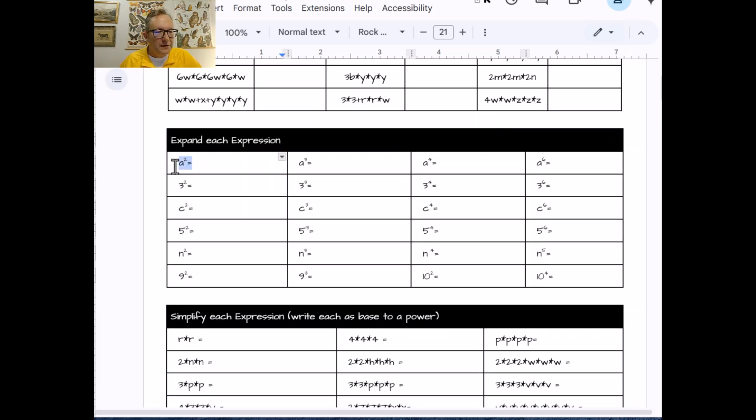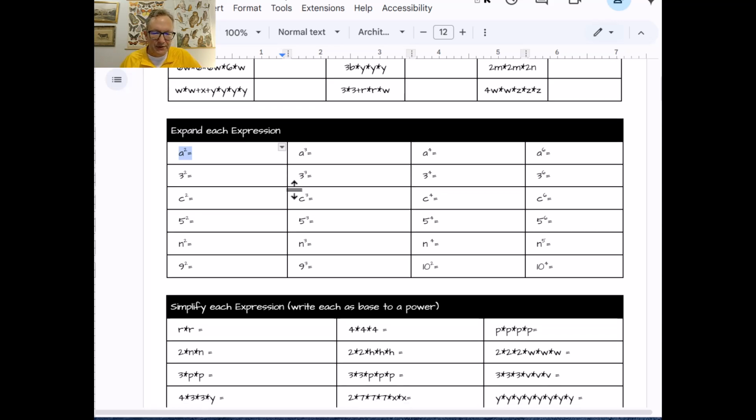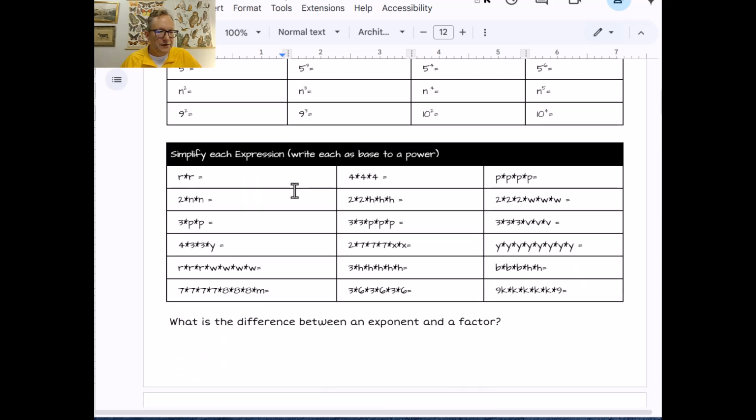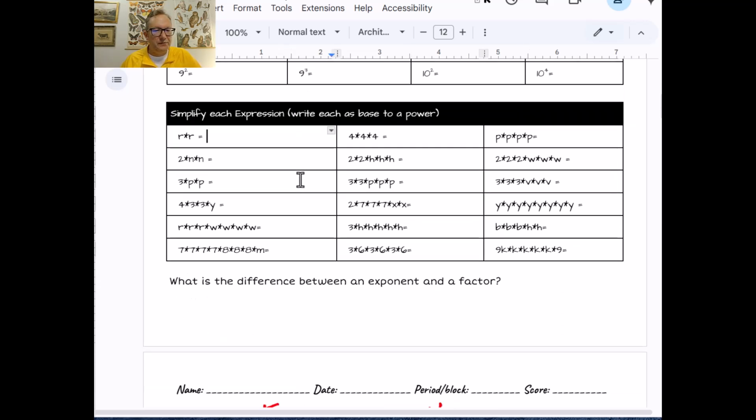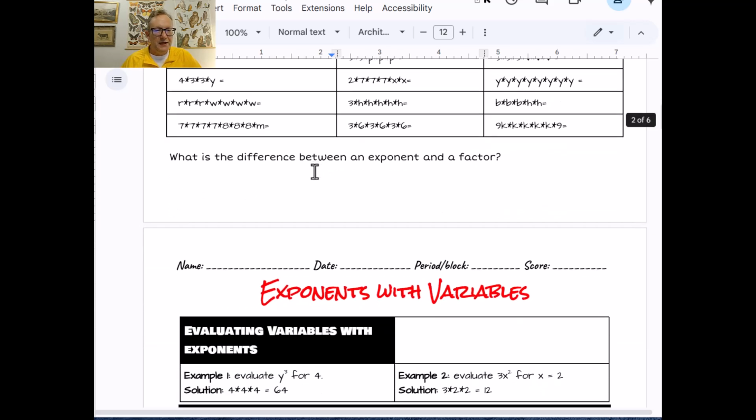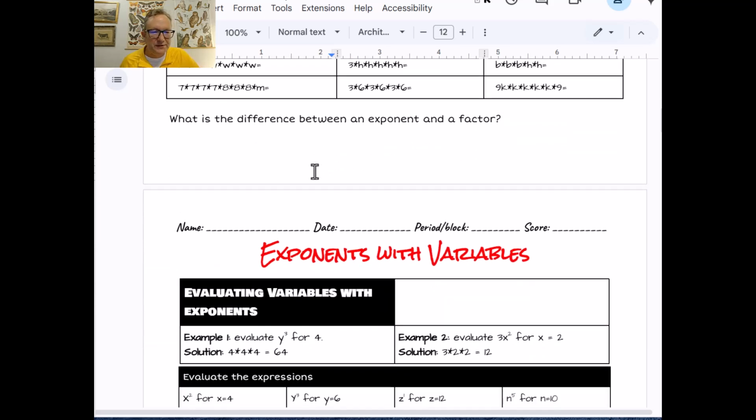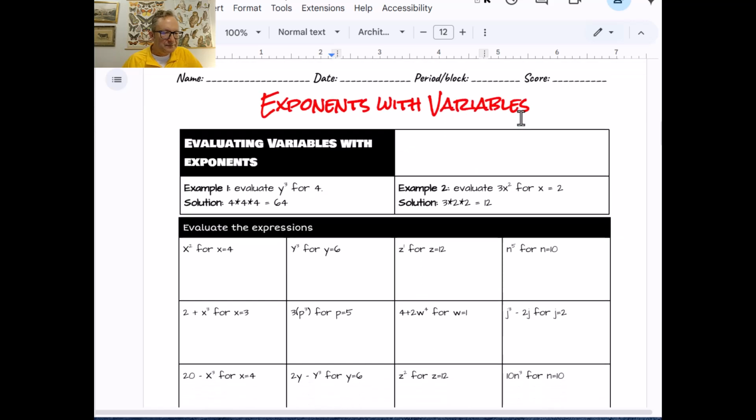Now we're expanding variables. In the entry level one, we just did integers, but now we're doing variables and what kids consider regular numbers. We're going to simplify. We're going to simplify expressions with variables. So again, we're going to keep asking that question. What's the difference between an exponent and a factor? Because we asked it once doesn't mean we're done with it.